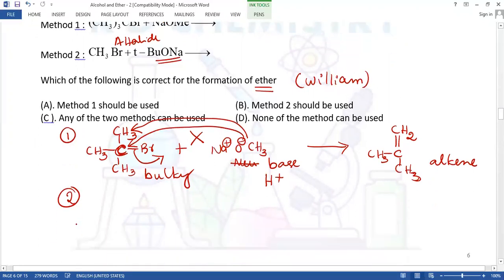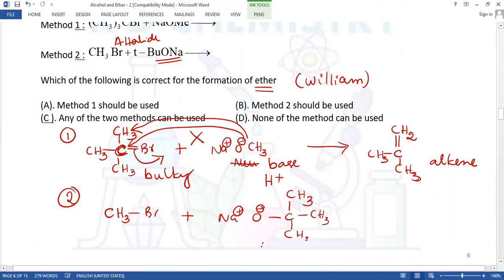What is the second method? They're given simple methyl bromide. What is methyl bromide? CH3Br. Then tertiary butoxide, Na plus, then O minus attached to the carbon atom. T means tertiary. Bu means butyl. So it is a tertiary butoxide now.